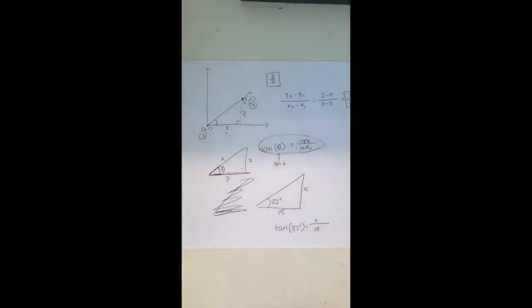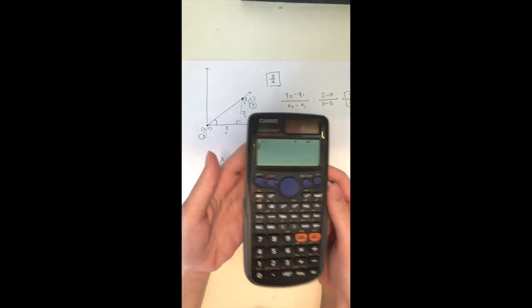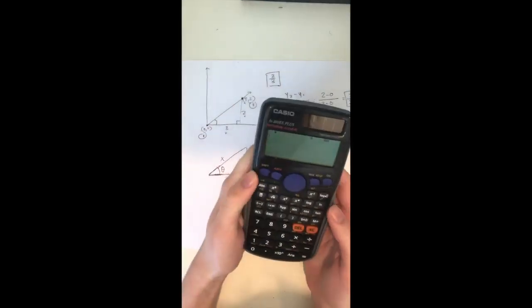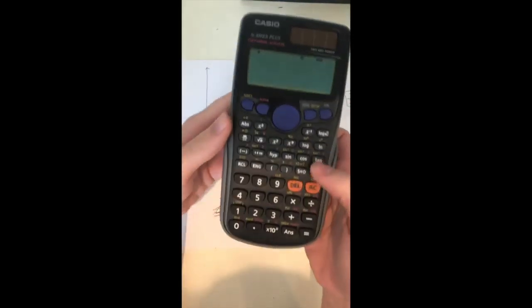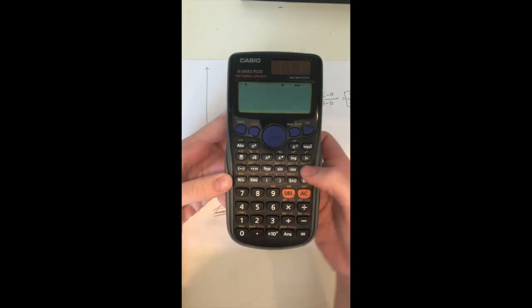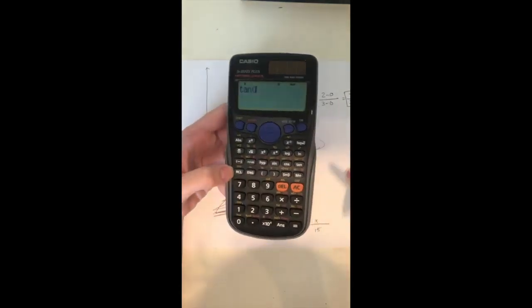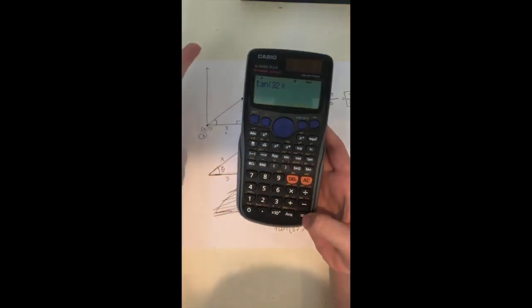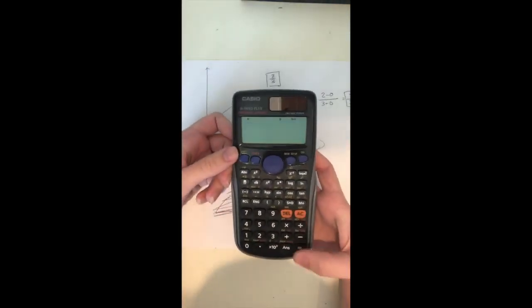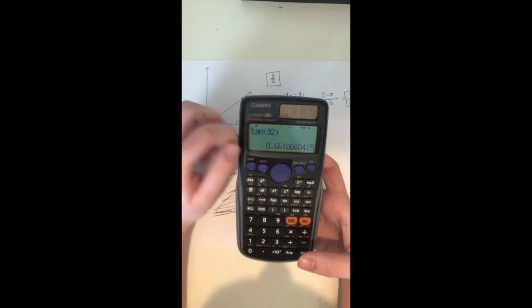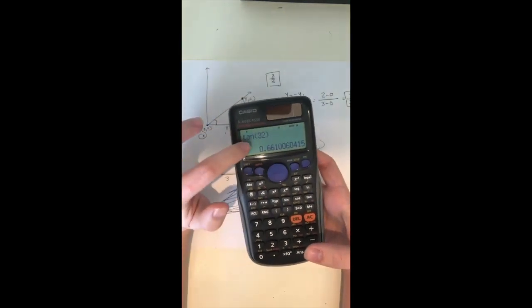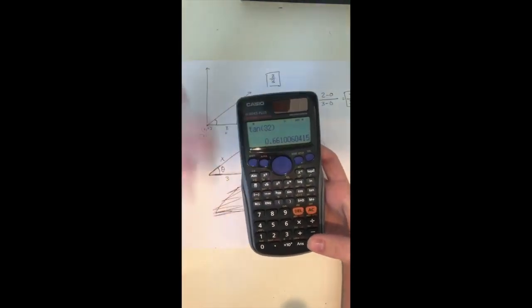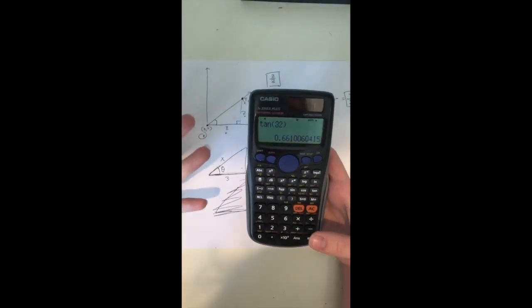So what you'd want to do is, and I did get a question on how to put tangent into a calculator. First, you have to find the tangent button. It should just say tan. And then you'd put your angle, so whatever angle that is. You'd put 32 in this case, and then you just press enter, and then you get your answer.